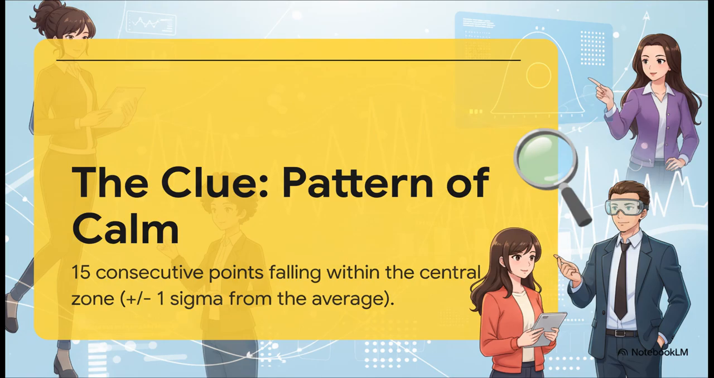Now, for the stats nerds out there, this zone is called plus or minus 1 sigma, or 1 standard deviation. Basically, it's where you'd expect most of the data to hang out, but not for that long. Purely random noise just doesn't behave this way. It doesn't stay this calm. So when you see this, it's a massive hint that something fundamental has shifted.